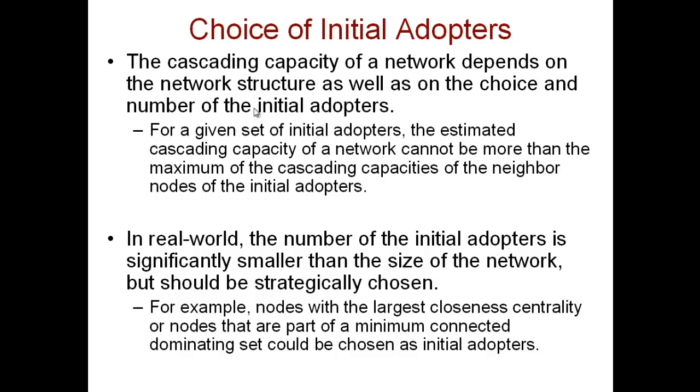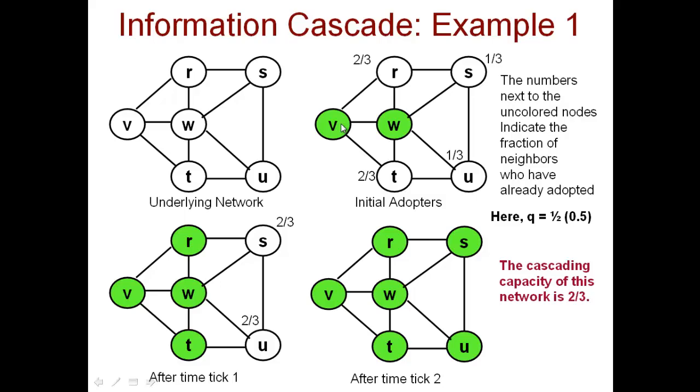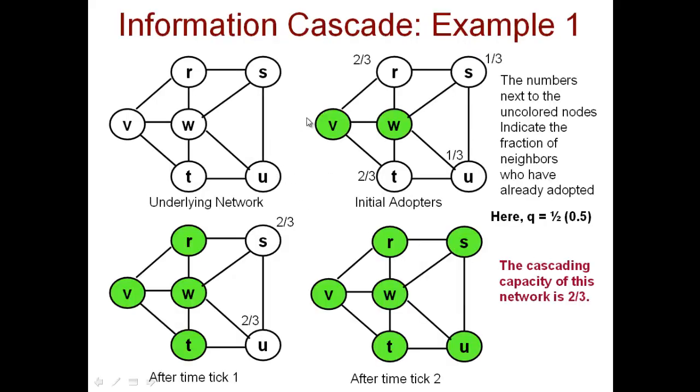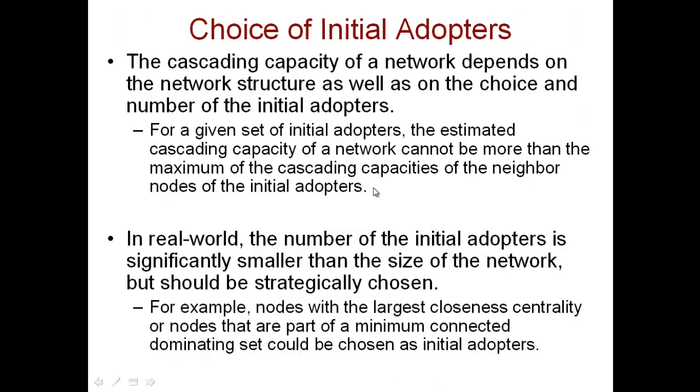Okay. So now for a given set of initial adopters, like in this case two initial adopters, and who those two initial adopters are, the estimated cascading capacity of the network cannot be more than the maximum of the cascading capacities of the neighbor nodes of the initial adopters. And that's what we see here. Given V and W as initial adopters, the cascading capacity of the network cannot be more than the maximum of the cascading capacities of the neighbor nodes.